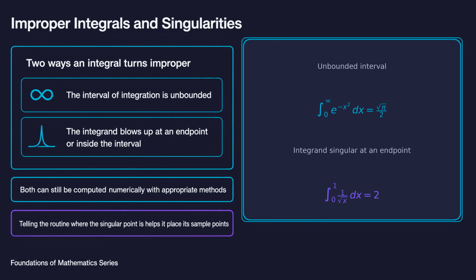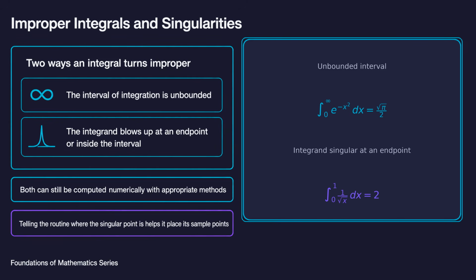Special care is needed when the integrand diverges to infinity at some point, which is called a singularity, or when the integration interval itself is infinite, which makes the integral improper. Two standard examples make the point. The integral of the exponential of minus x squared from 0 to infinity has an unbounded interval, and its value is the square root of pi over 2. The integral of 1 over the square root of x from 0 to 1 has a bounded interval, but an integrand that blows up at the left endpoint, and its value is exactly 2.